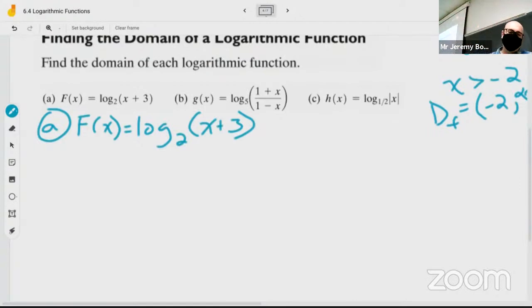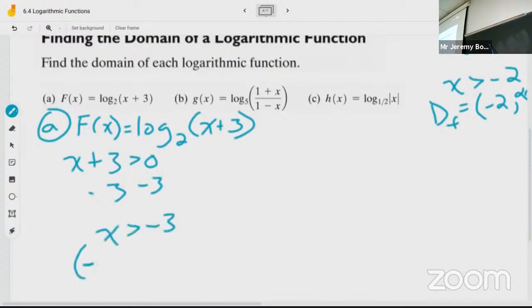So if we're looking at log base 2 of x plus 3, what we know is whatever is here needs to be greater than 0. So we're going to say x plus 3 is greater than 0. Subtract 3 from both sides, and so x is going to have to be greater than negative 3. So my domain of that function would be negative 3 to infinity. Any questions on that?